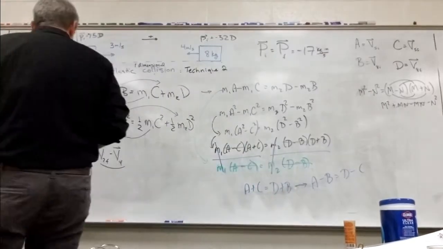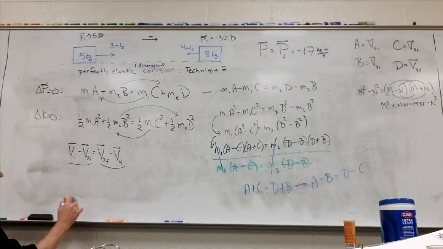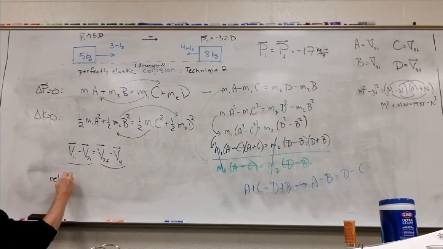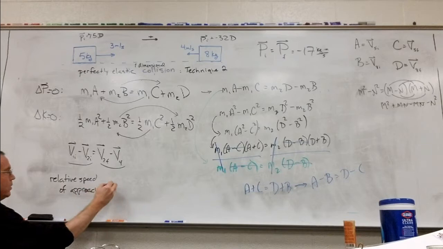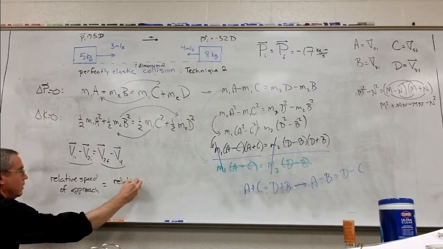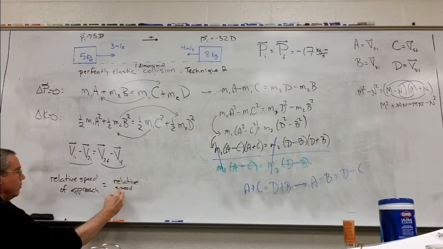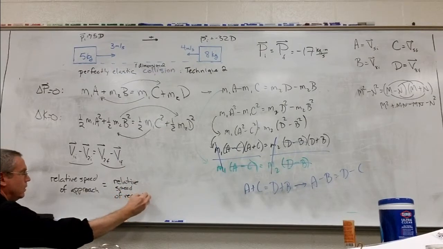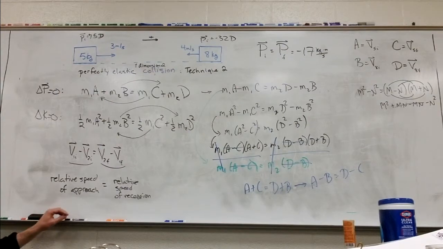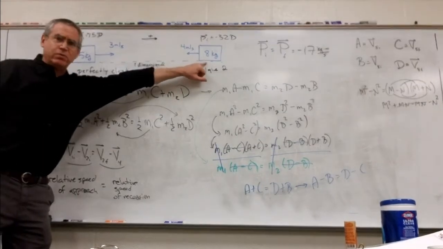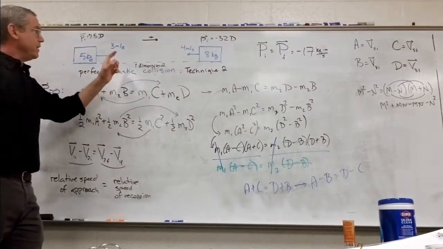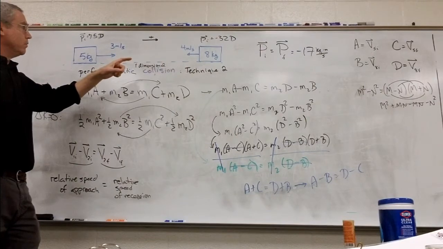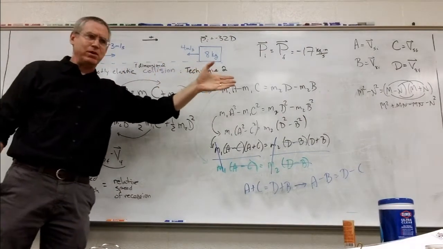So this is sometimes written down, I was about to say simplified, not necessarily. This is relative speed of approach equals relative speed of recession. So if from 2's point of view, the second one's point of view, the first one's coming at it at 7 meters per second, after the collision, from the first one's point of view, the second one should be going away at 7 meters per second.